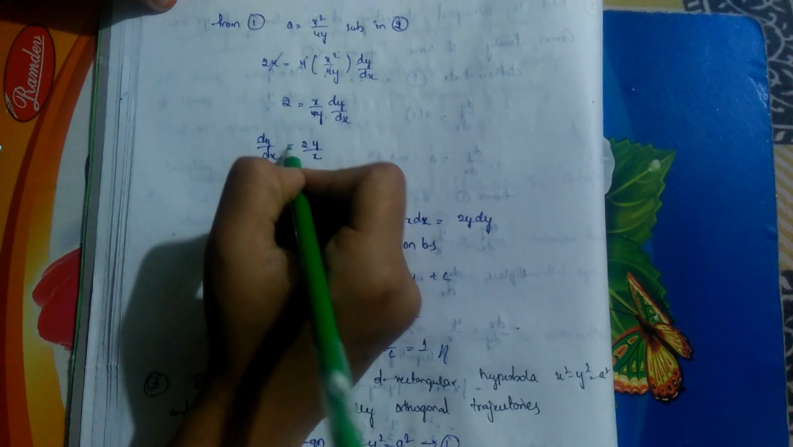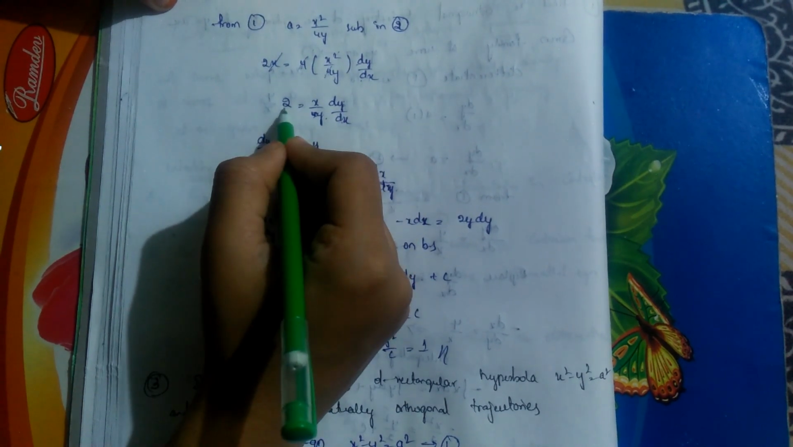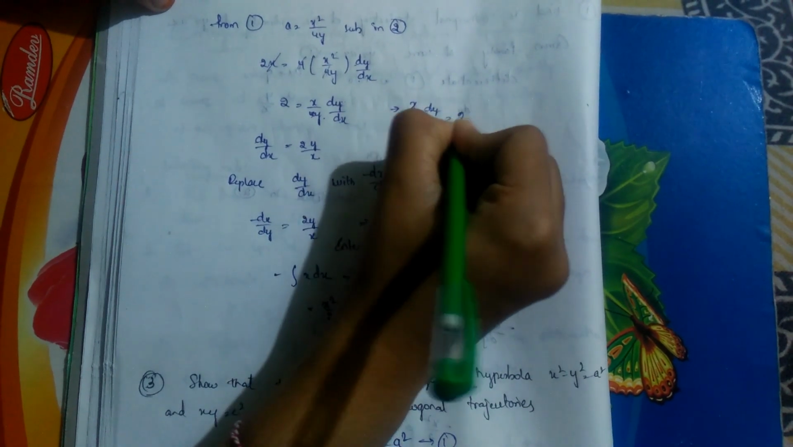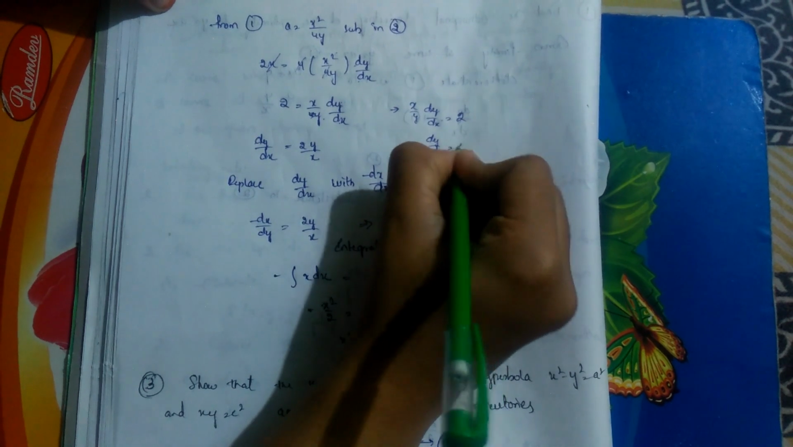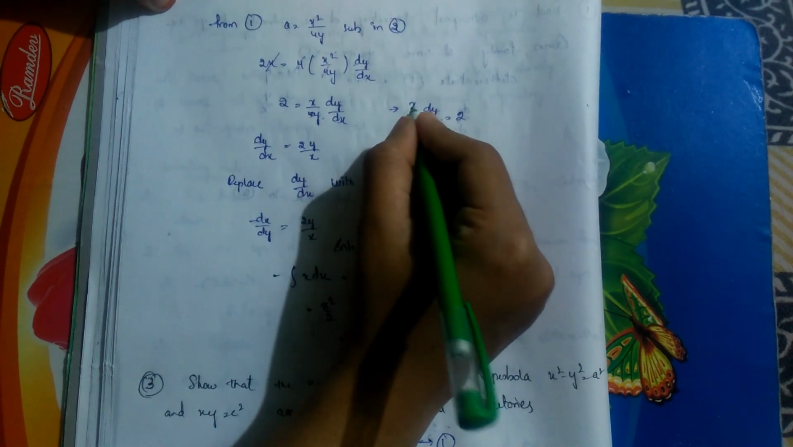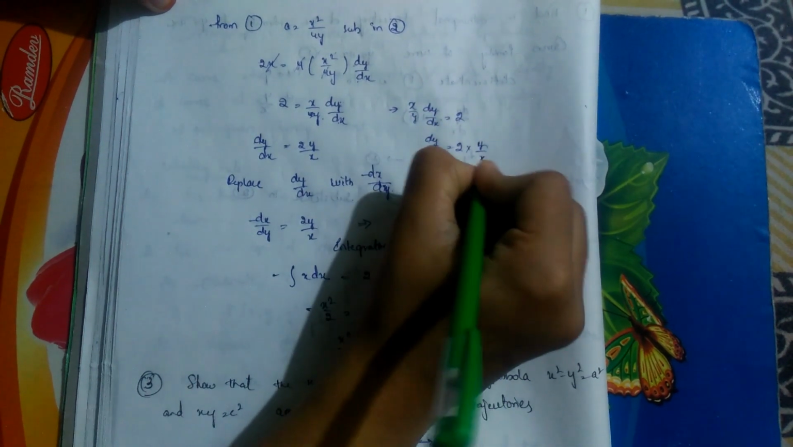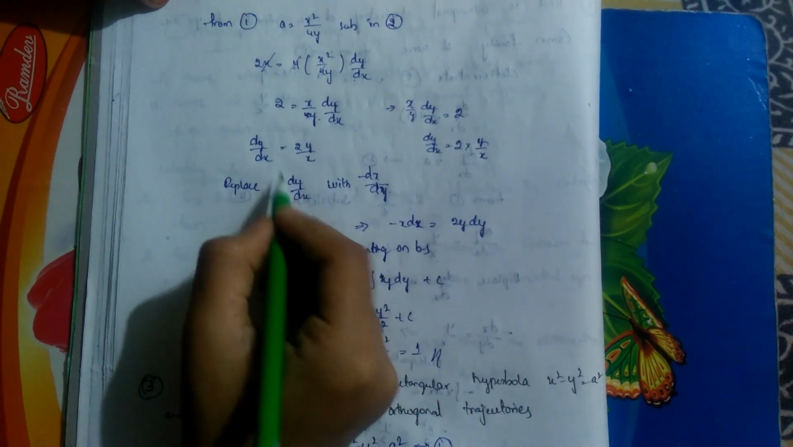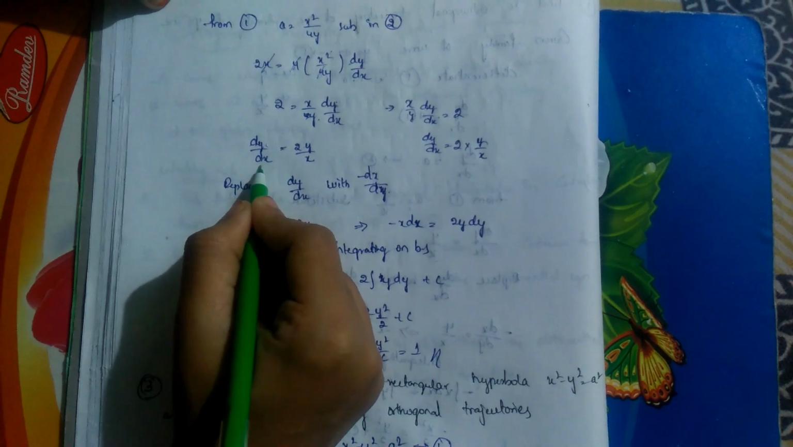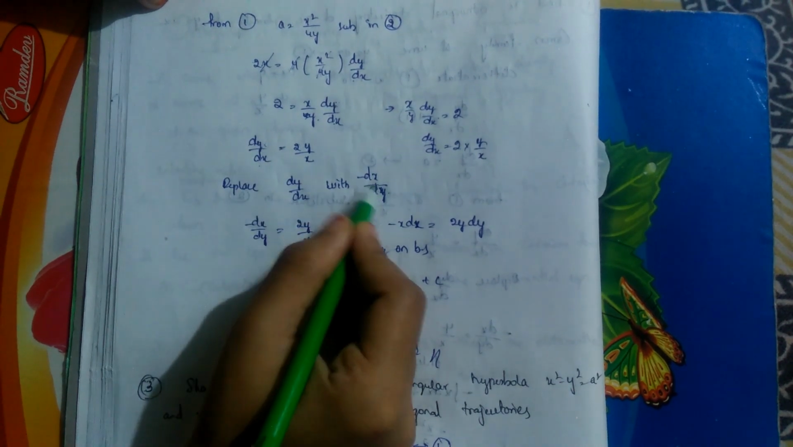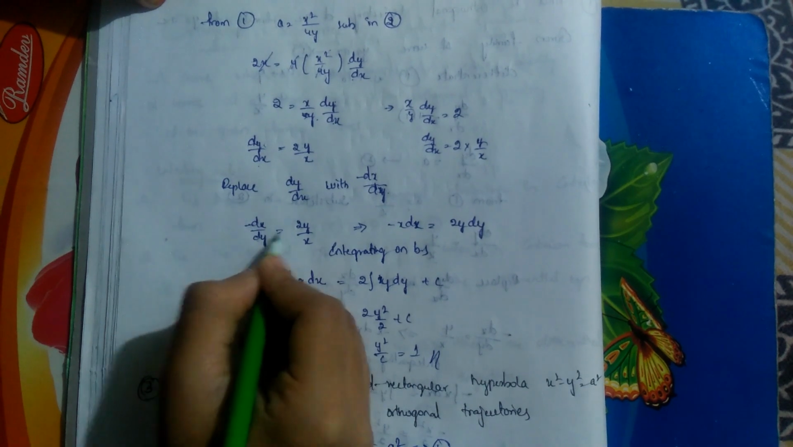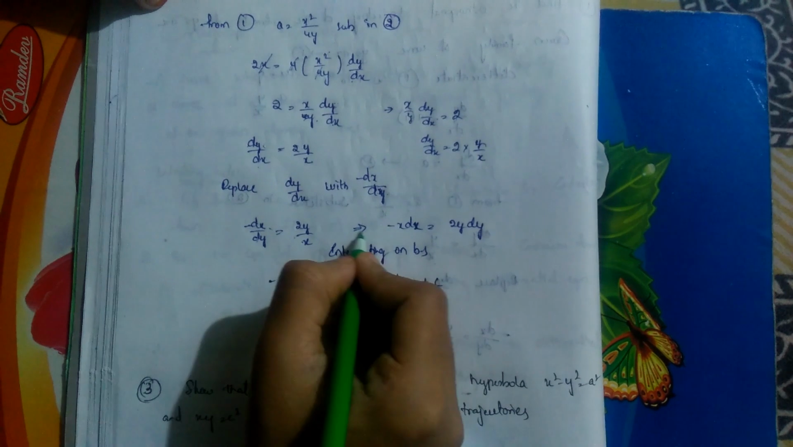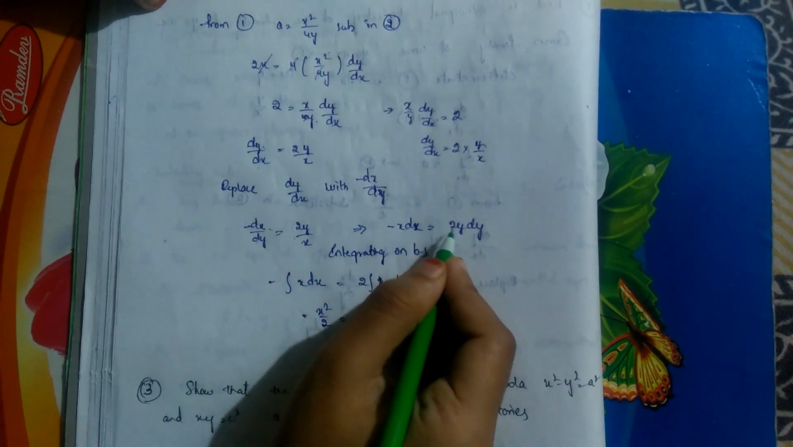Then the remaining is 2 is equal to x by y dy by dx. Now dy by dx is equal to 2 into, send this x by y to the right hand side, it becomes y by x. So that is dy by dx is equal to 2y by x. Now we have to replace the dy by dx with minus dx by dy. Now substitute here, we get minus dx by dy is equal to 2y by x. Now cross multiply here, you get minus x dx is equal to 2y dy.